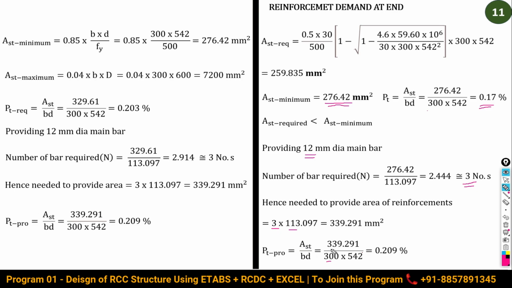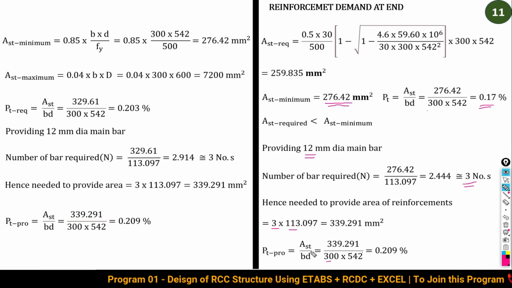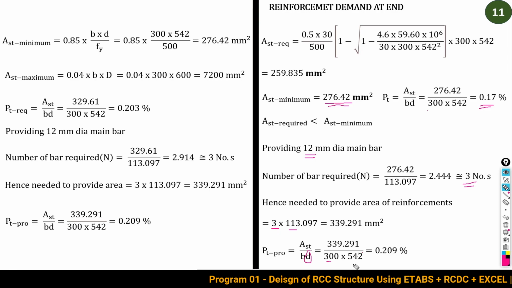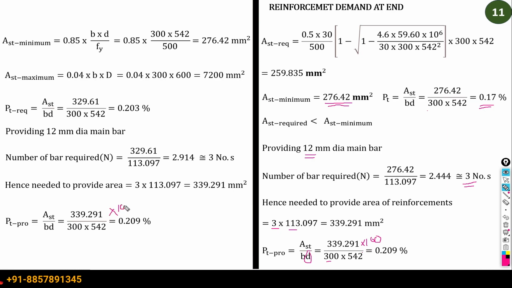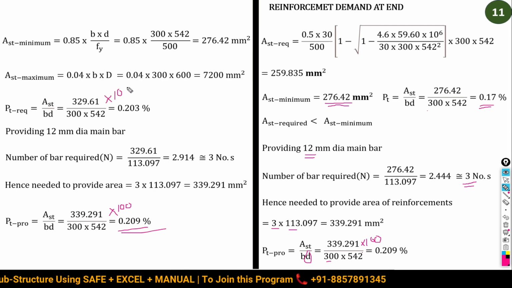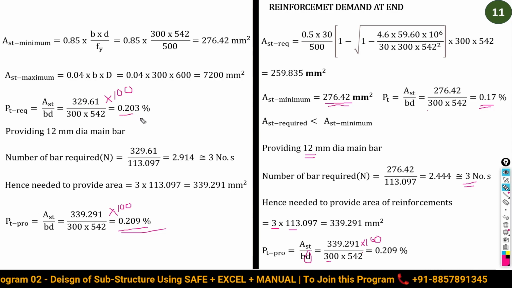Effective, always when you are going to find out the A percentage, you have to consider the effective depth, and this value you should multiply with 100. Remember, here it is not written, but you have to multiply it by 100. Here also you have to multiply it by 100, so you will get it in percentage. Okay, here also you have to multiply it by 100, then you will get the value as 0.203.